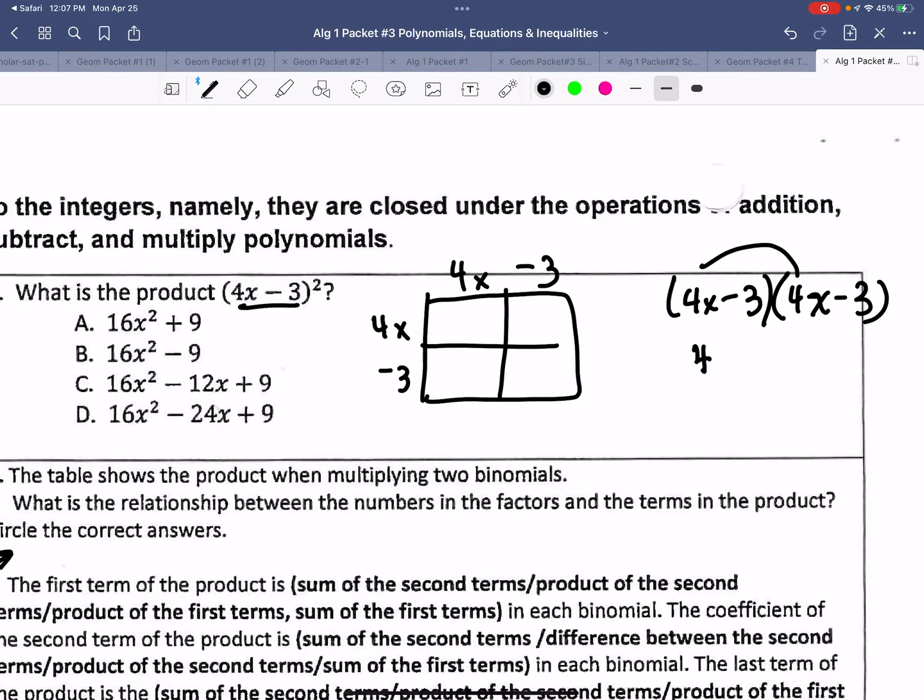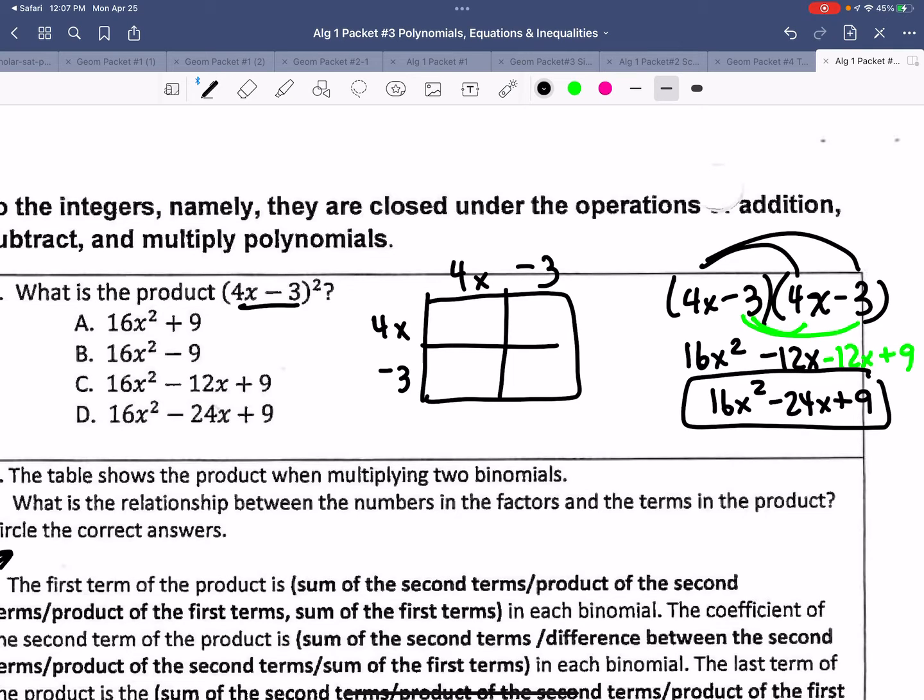Multiply these two, which would be 16x squared. Multiply these two, minus 12x. Then multiply these two, minus 12x. Multiply these two, plus 9. So I get 16x squared minus 24x plus 9. All right, that's what I get. That looks right.